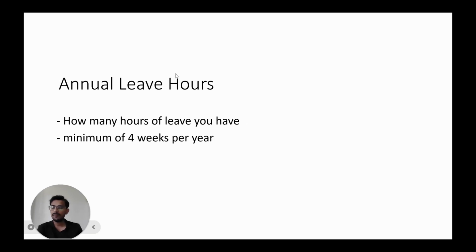You also have annual leave hours on your payslip. Usually this comes in two categories. It will normally tell you how many hours you have earned in total and how many hours you have earned in this one pay period. In Australia, if you are a full-time employee, you are entitled to a minimum of 4 weeks of paid annual leave per year. That usually amounts to about 152 hours per year.